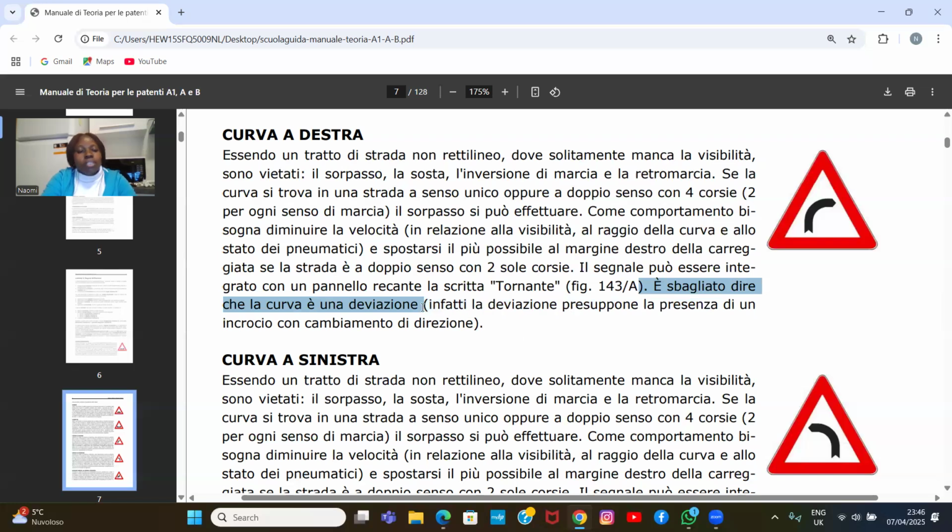It is wrong for you to say that the curve is a deviation. Deviation is like another road linking into the curve. So a curve is a curve. It's the same road. You are not leaving that main road. You are continuing on it. The road is curved, but you are maintaining the same road. But a deviazione is when you are leaving that particular road into another road entirely. So when you see this sign, it does not mean deviazione. It means curva. Curva a destra or curva a sinistra.